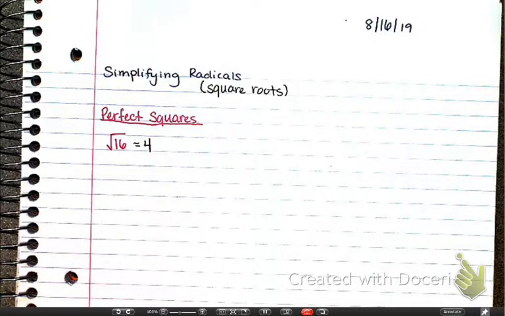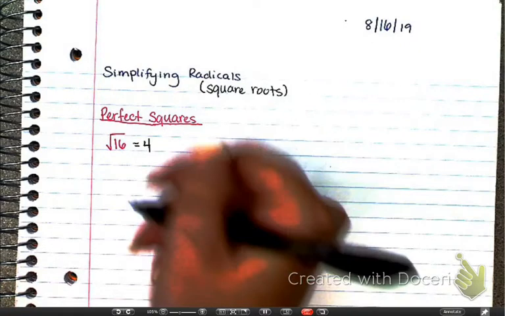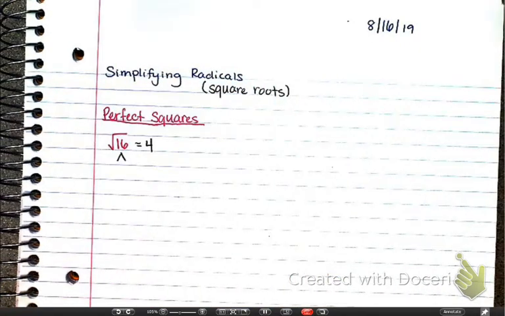Now what if I didn't know that? You have two options. You have a calculator, and in your calculator you can type in the square root of 16, or we can simplify the square root of 16. So we're going to do what's known as a factor tree. Give me any two numbers that multiply to 16. 4 and 4.